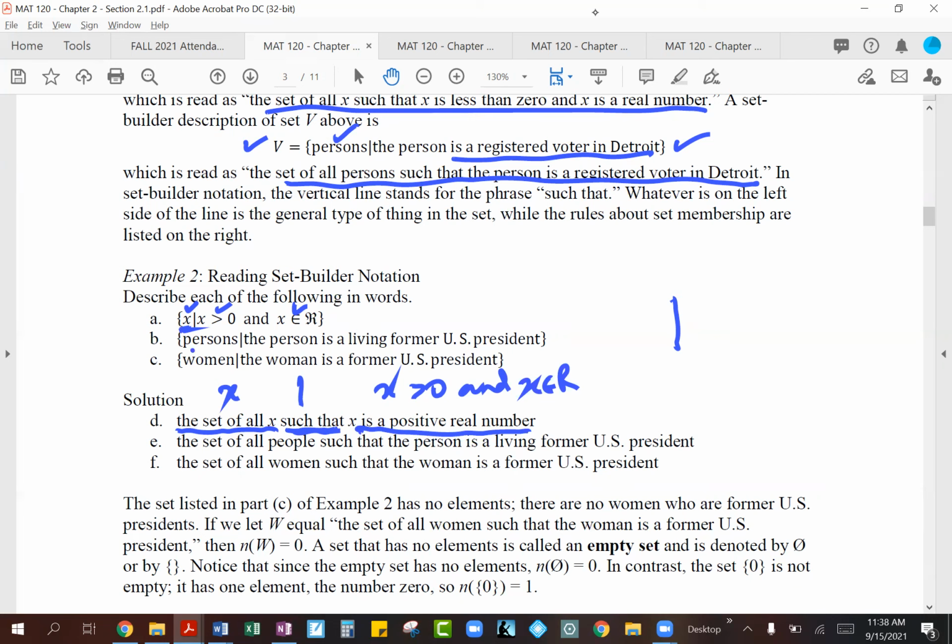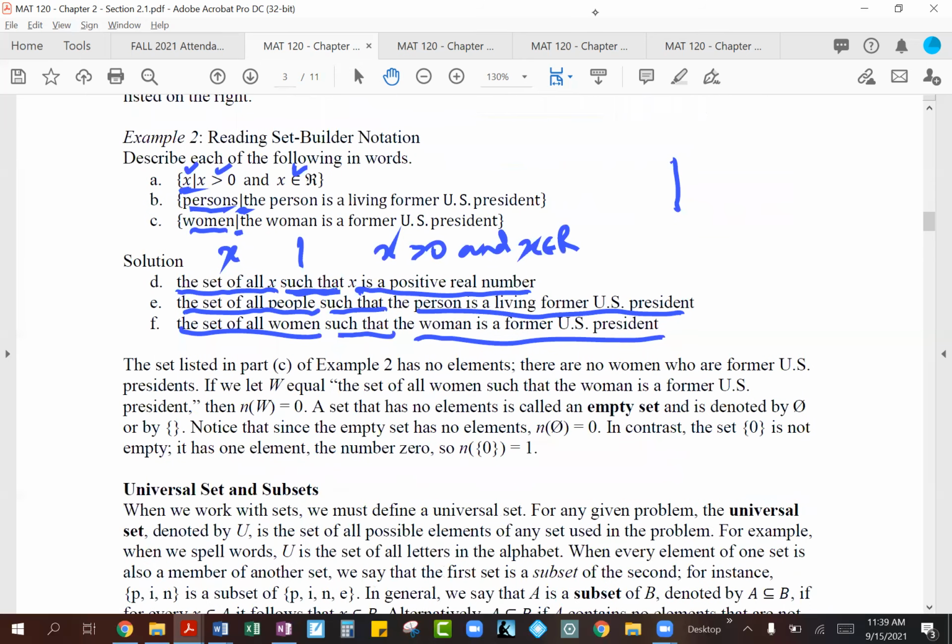For the second one, you have persons. So we can say the set of all people. Again, for this vertical line, you have "such that" the person is a living former US president. So that's going to be the second part. Same thing for set 3, it's the set of all women, such that the woman is a former US president.